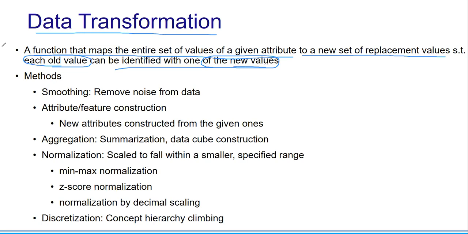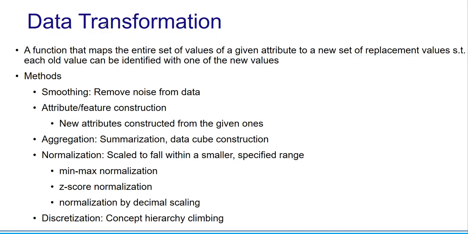It means the transformation we want to transform. We want to change the value, or we want to convert the value. So what are the methods? We can do smoothing. Smoothing means remove noise from the data.